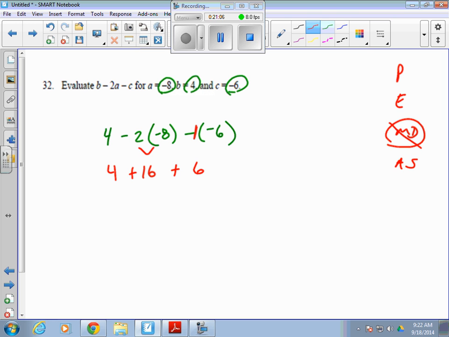So multiplication and division's done. Last step is addition and subtraction. 4 and 16 is 20. 20 and 6 is 26.